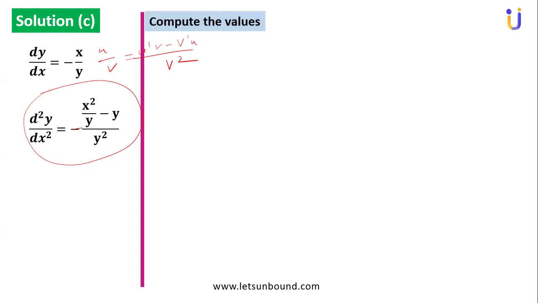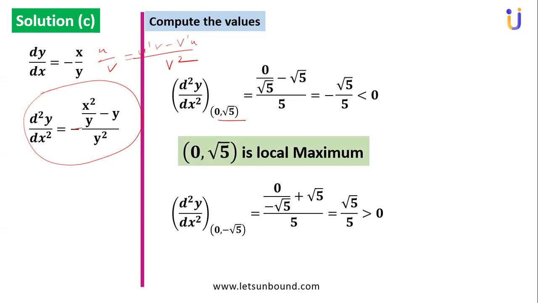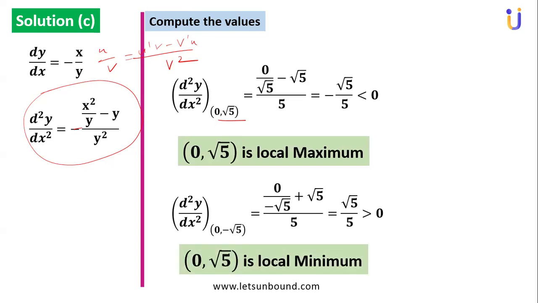And compute the values. We have to check where it's positive. We already got the critical points, right? So at (0, root 5), you got less than 0. So (0, root 5) is a local maximum. And in this case, it's greater than 0, so it's a local minimum. I didn't use the vertical tangents over here, right? So that's all. We covered all the subunits.